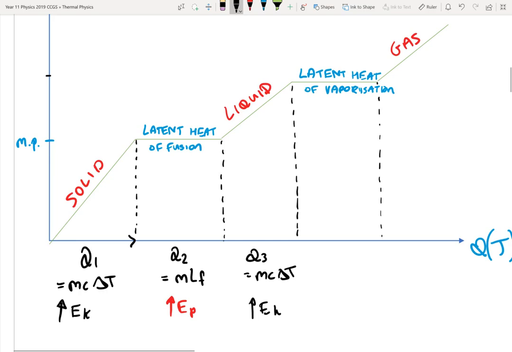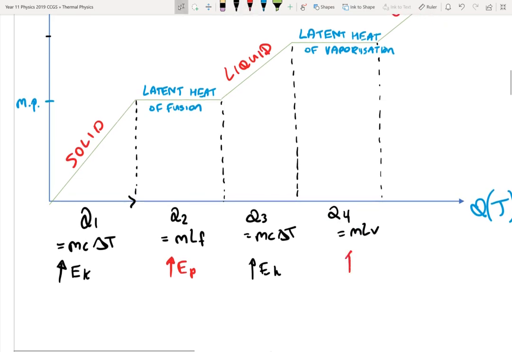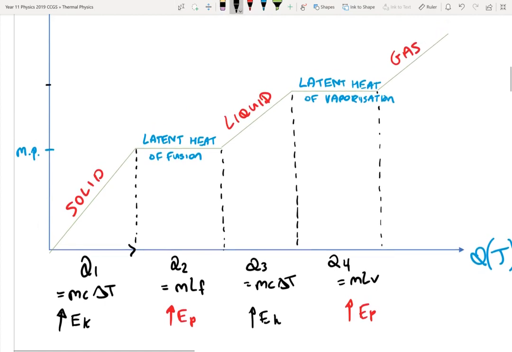For water, the fusion value and the vaporization value are different. We've got to look them up on a table. MLV, same deal, an increase in potential energy. And then lastly, in our gaseous state, it will cause them to jiggle more. It'll cause a temperature rise, and we call that MC delta T, which is an increase in kinetic energy.